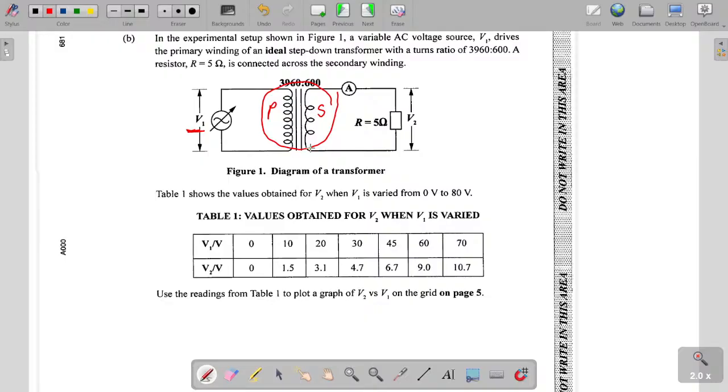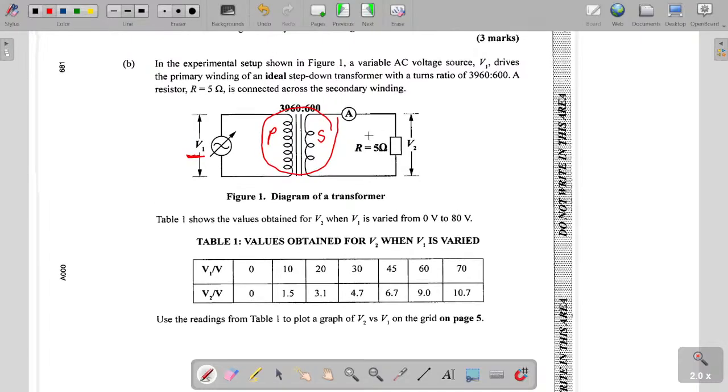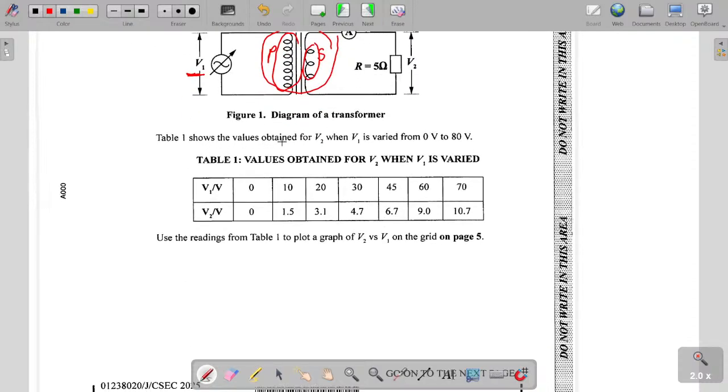Now this will determine the output of the transformer. When we compare the primary turns and the secondary turns, it will tell us whether it's a step up or step down transformer. This is called a step down transformer because we have more primary turns than we have secondary turns. That's why we refer to it as a step down transformer. The table shows the values obtained for V2 when V1 is varied from 0 to 80 volts.